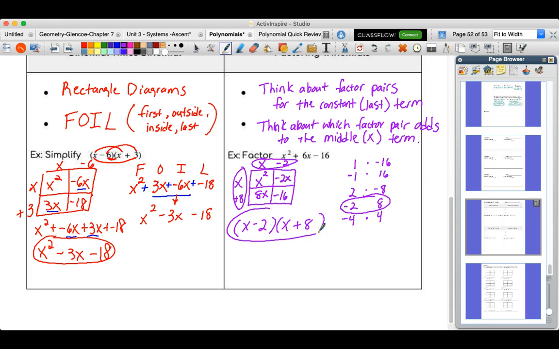So that is called factoring a trinomial. We have turned a trinomial into two binomials, which notice is basically the reverse of what we had done in the previous box over here when we were multiplying things out. So if you need to use a rectangle diagram and work in reverse, if that helps you visualize it, great. If you just like to list out the factor pairs and can think about what multiplies to the last term and what adds to the middle term, that's okay as well.